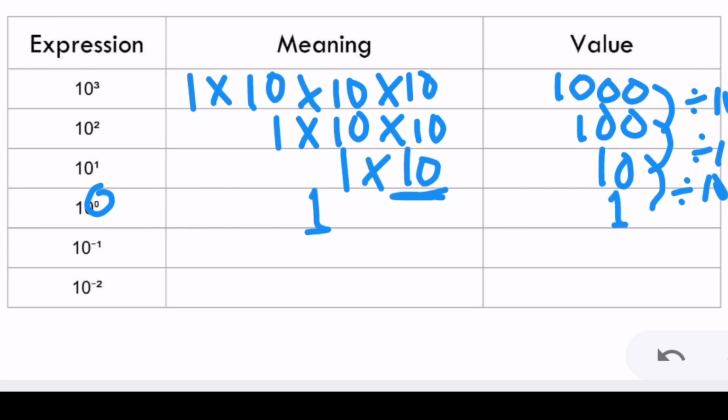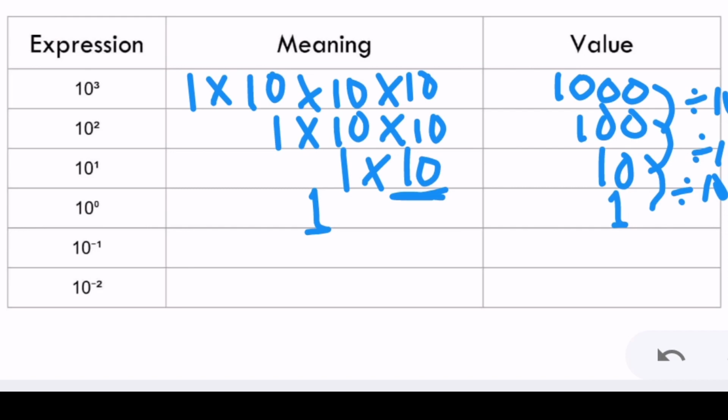So therefore, 10 raised to 0 is simply equal to 1. Or any number that we raise to 0, since we're not going to use that number anymore, what will be left to us is just simply 1. Now let's continue this one.